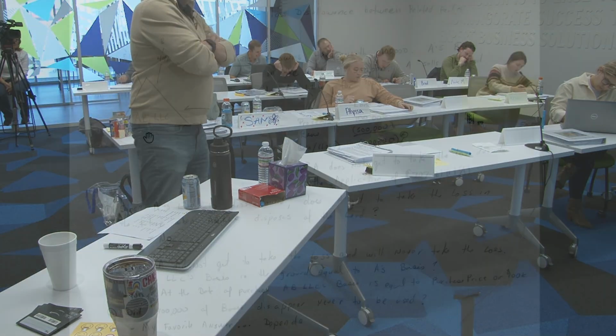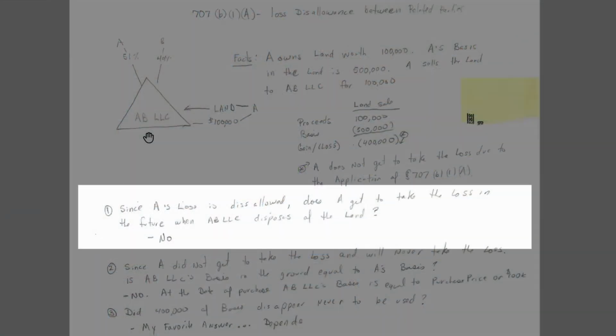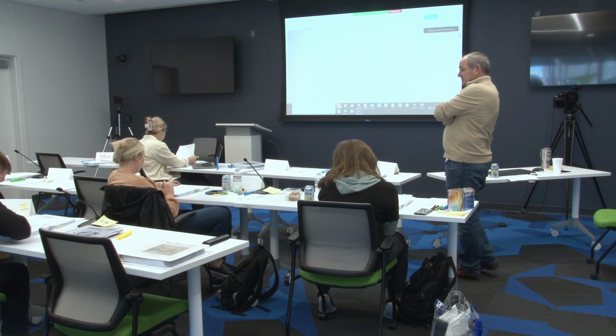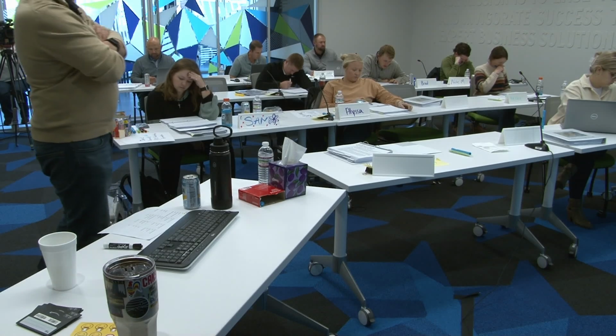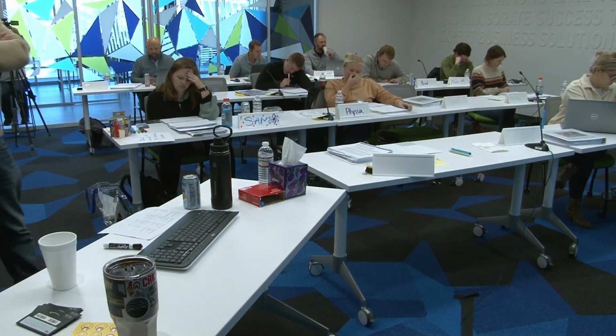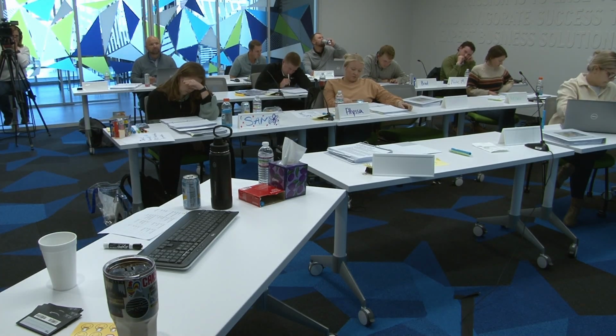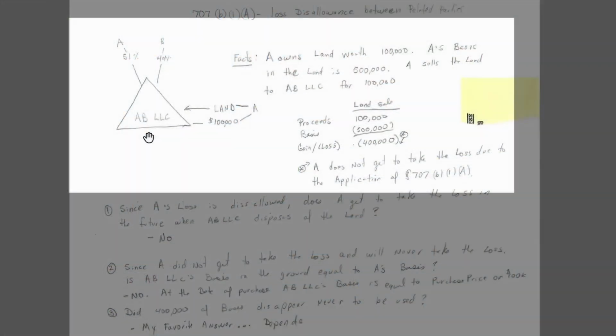What's it say? Since A's loss is disallowed, does A get to take the loss in the future when AB LLC disposes of the land? No. Okay, so let's stop there for a second. A sold the ground to AB Partnership for $100,000, correct? Yes. And the basis in the ground is 500,000, correct? Yes. If it were sold to an unrelated party, A would have a $400,000 loss.